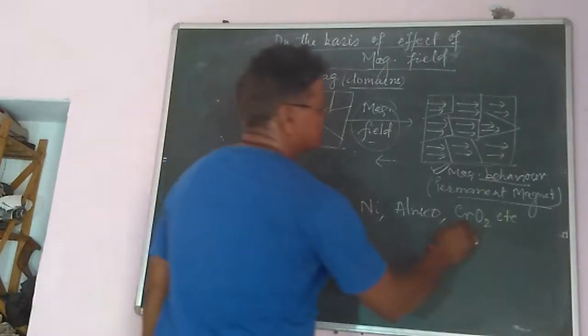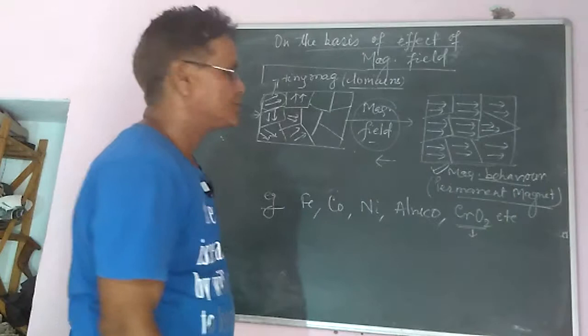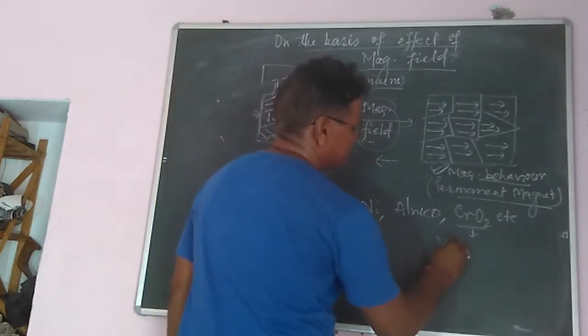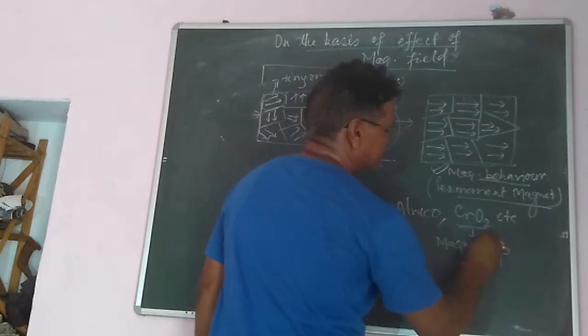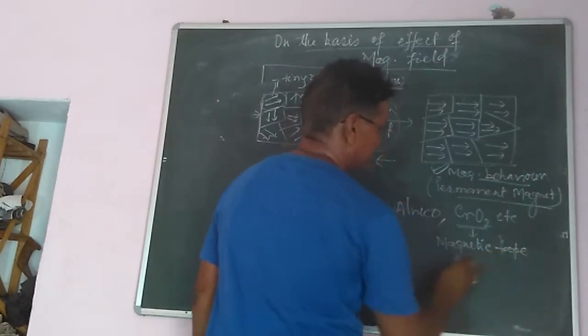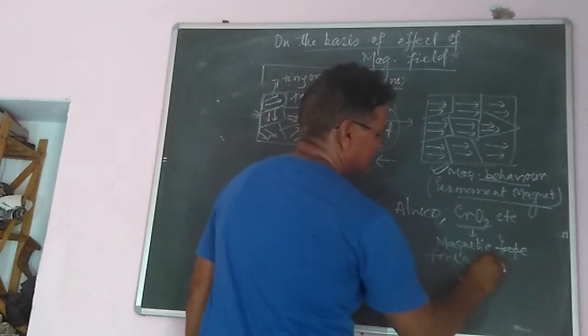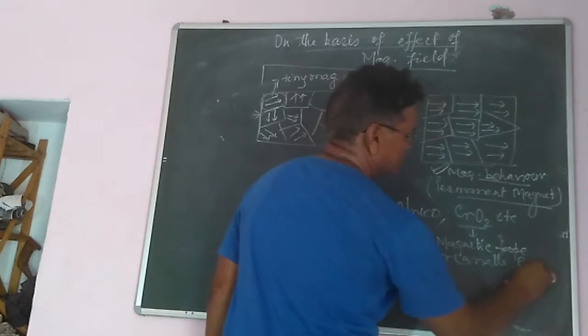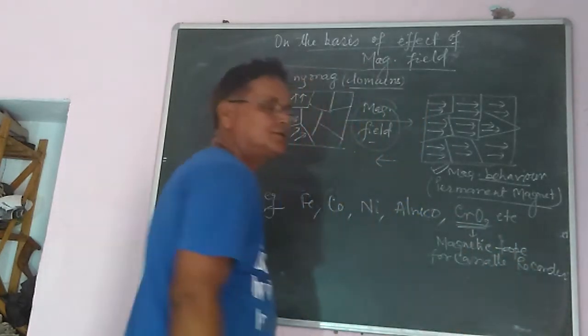Now in this case, this is used in magnetic tape for cassette recorders. For cassette recorders, this CrO2 is used.